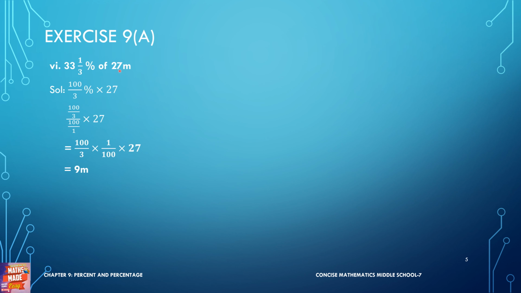If they have given in kg here, then you have to write it kg. If they have given in meter, you have to put it as meter. If it is in rupees, then you have to write it as rupees. Right, children? That means from this 27 meter, this 33 1 by 3% comes around 9 meter. So we are talking about this 9 meter out of this 27 meter. I hope it's clear.